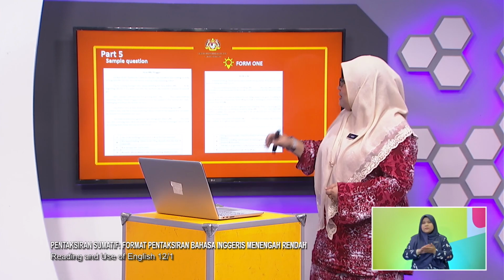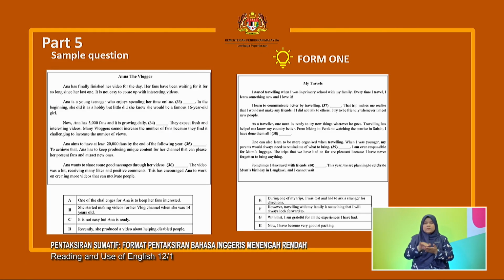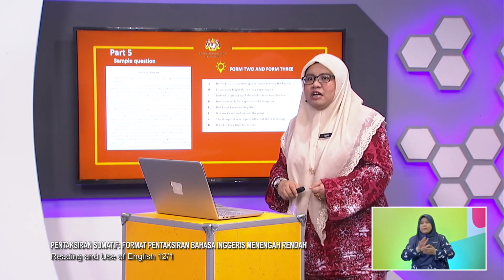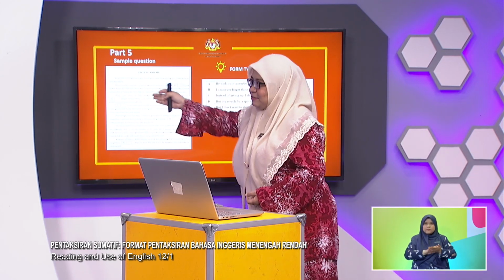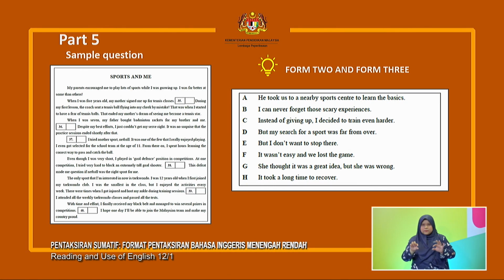Same goes with the next one, from E till H for the second text. So this is for Form 1, 8 questions. Got it. For Form 2 and Form 3, the students are going to see only one extended text with 6 gaps. 6 gaps. Okay.